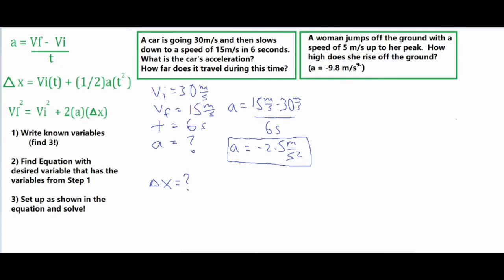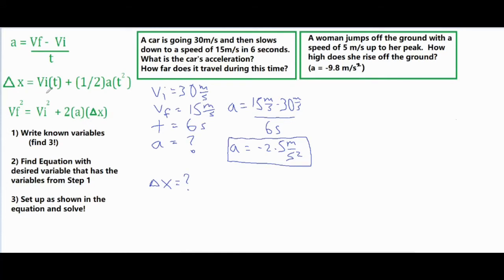Now I'm looking for a delta x, and for this one, it's going to be pretty easy, because I can either use the second formula, delta x equals all of these variables, or I can solve for delta x in this formula. The reason I know I can use either one is because at this point I have every variable except delta x. I have VI, VF, T, and now I have A.